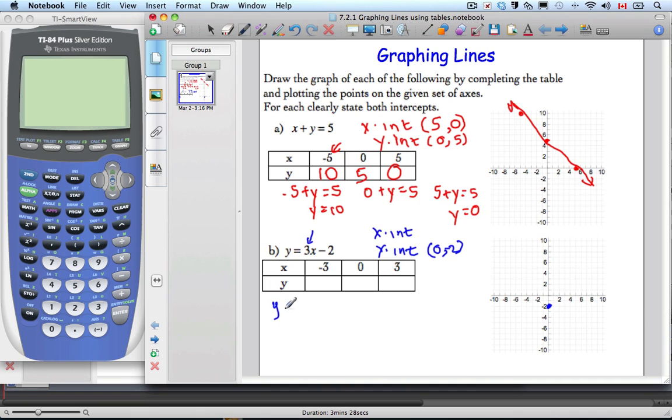Okay, back over here, substituting our values. y equals 3 times negative 3 minus 2. So that is negative 9 minus 2, negative 11. The next one is when x equals 0, and we just did that one, negative 2. And when x equals 3, y equals 3 times 3 minus 2, so 9 minus 2 is 7. So we have negative 3, negative 11, just off the page, and 3, 7.